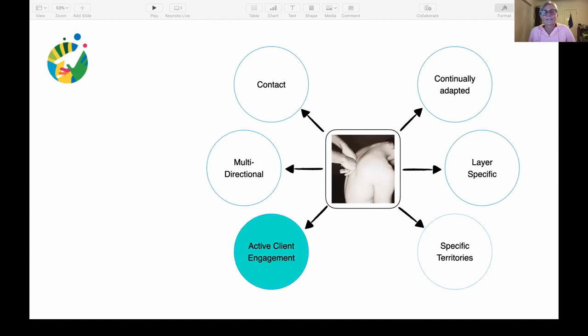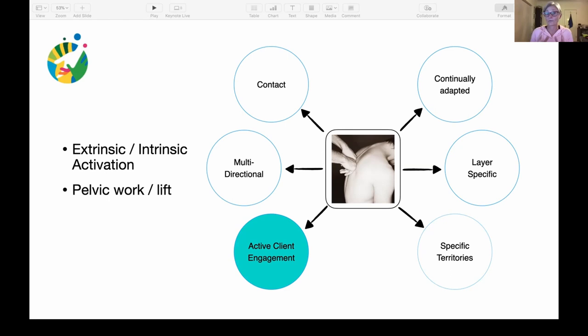So moving along, active client engagement is quite a unique aspect of structural integration. With our hands, we can limit local and superficial tissues and areas whilst we have our client activating the deeper and core structures. We also have the pelvic work, the pelvic lift that we integrate at the end of sessions. Some professions do similar work. I believe the pelvic lift has an osteopathic origin. But being clear with how we perform, what our hand is doing when we ask for this movement, is key to finding the similarities and the differences.